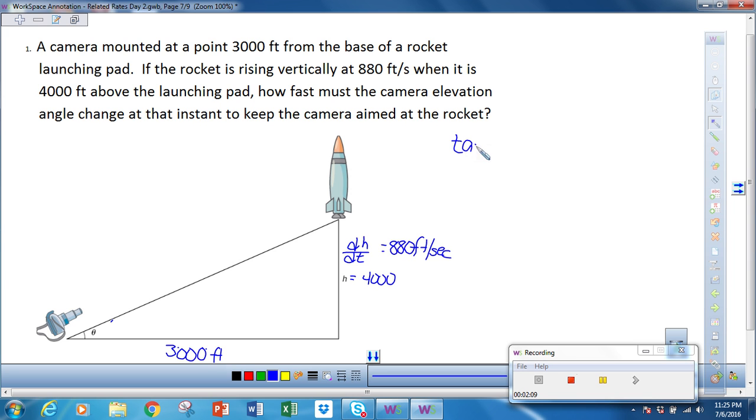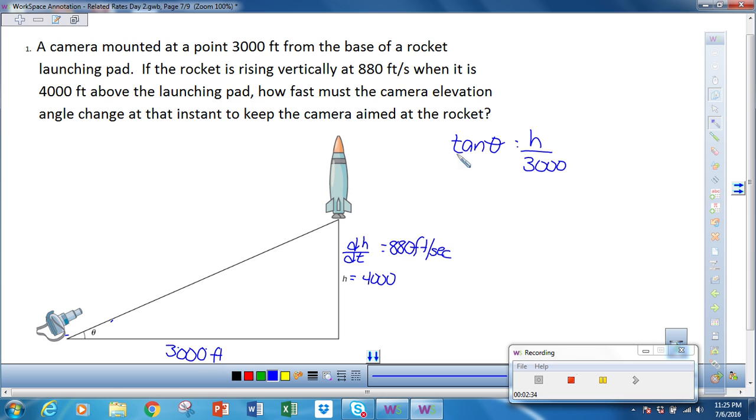So we know that tangent of theta is equal to the opposite side, which in this case is h, over the adjacent side. Now, the adjacent side is a constant. This distance between the camera and the rocket is not changing. So this 3,000 is a constant. Okay? The 4,000 is not a constant because this is changing. As the rocket lifts off, that 4,000 changes every second. But this 3,000 is not changing.